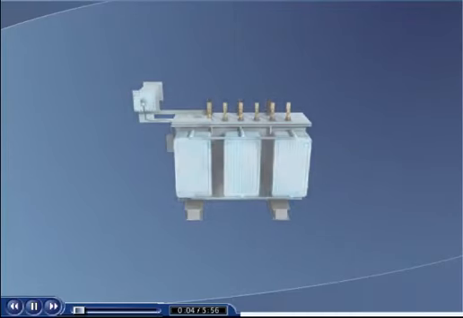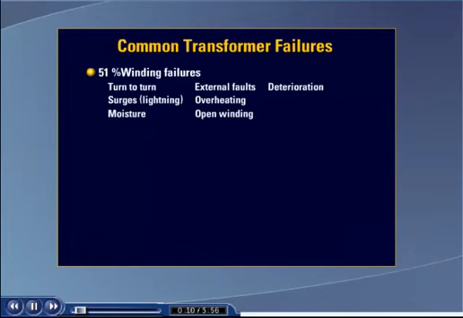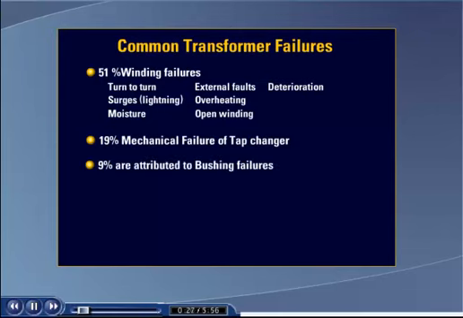A study performed on transformer failures found the following information. 51% were classified as winding failures, which include turn-to-turn failures, surges due to lightning, moisture, external faults, overheating, open winding, or deterioration. 19% were related to a mechanical failure of the tap changer. 9% were attributed to bushing failures due to aging, contamination, or cracking.